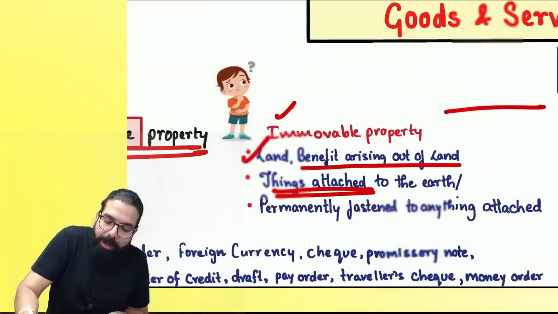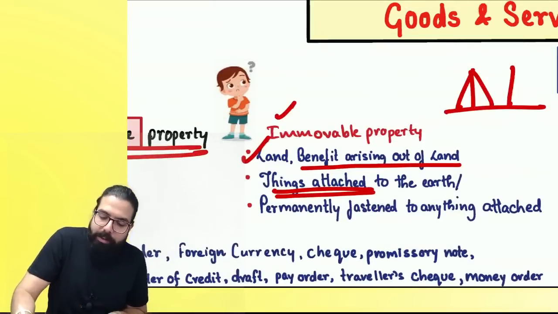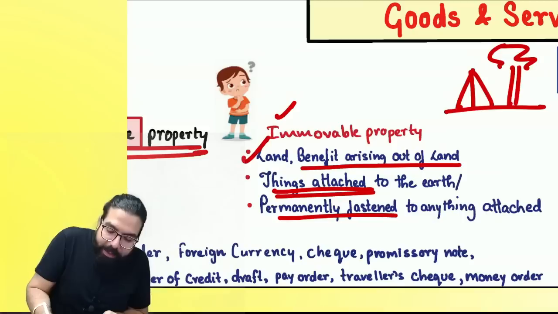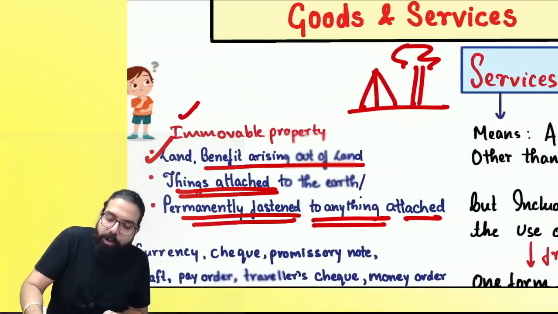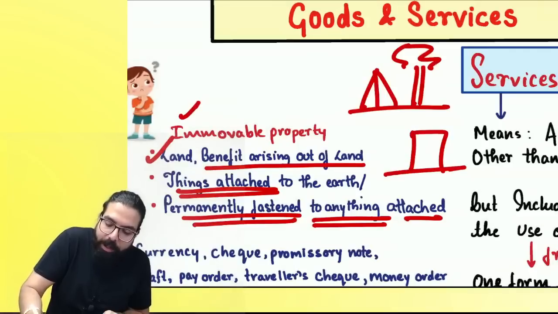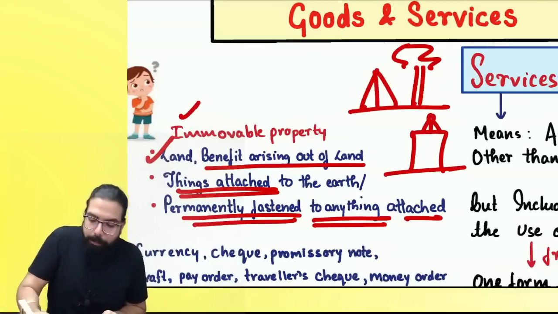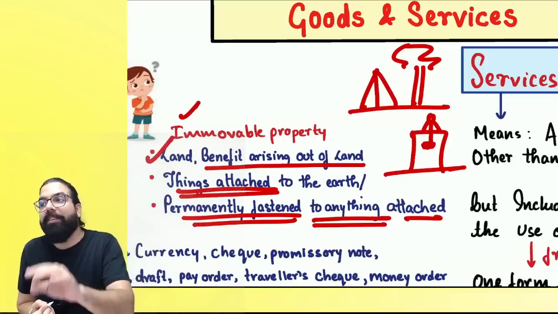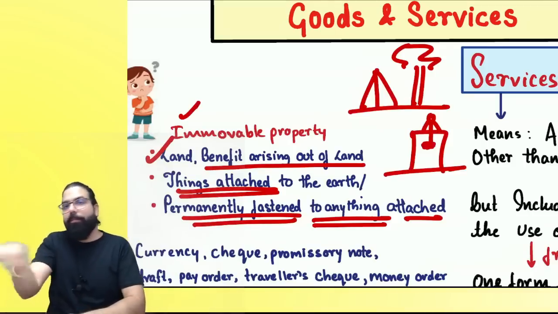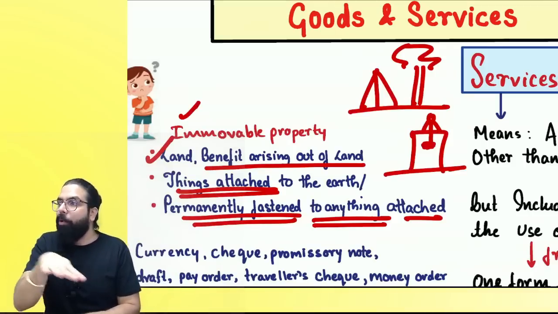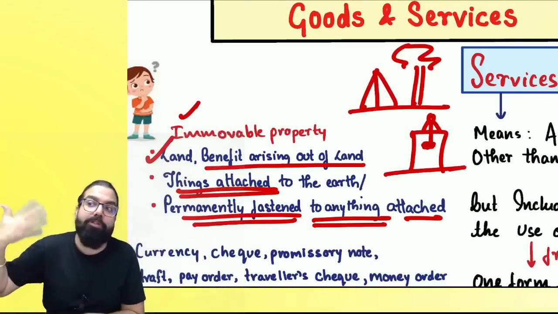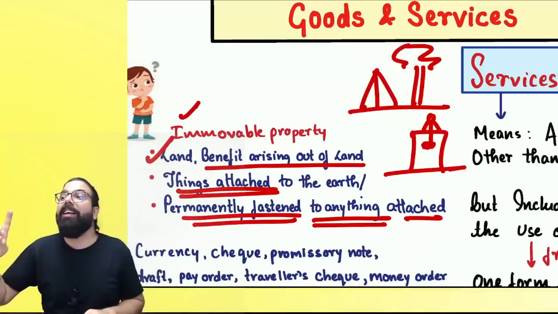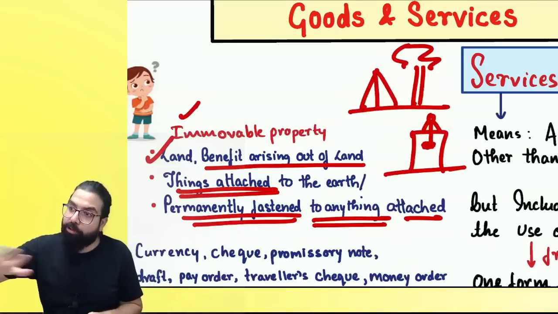Anything which is attached to the earth, might be a telecommunication tower, or a tree which is growing, is also immovable. And anything which is permanently fastened to anything attached to the earth. What do you mean by permanently fastened? Suppose there is a building, and on the building there is a telecommunication tower attached, or I have attached one projector, that is permanently fastened to what is attached to the earth. So land is immovable. Any benefit out of the land is also immovable. Anything attached to the earth is also immovable.